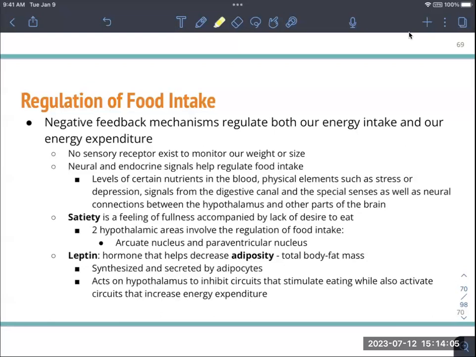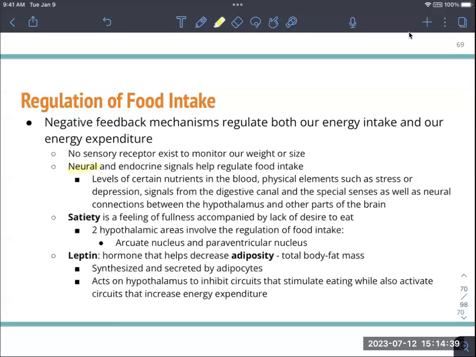So we use a lot of different negative feedback mechanisms that are going to help to regulate our energy intake versus our energy expenditure. There are no sensory receptors that are going to monitor our weight or our body size. This is all done through feeling full. Hopefully, you feel that sensation when you are eating.